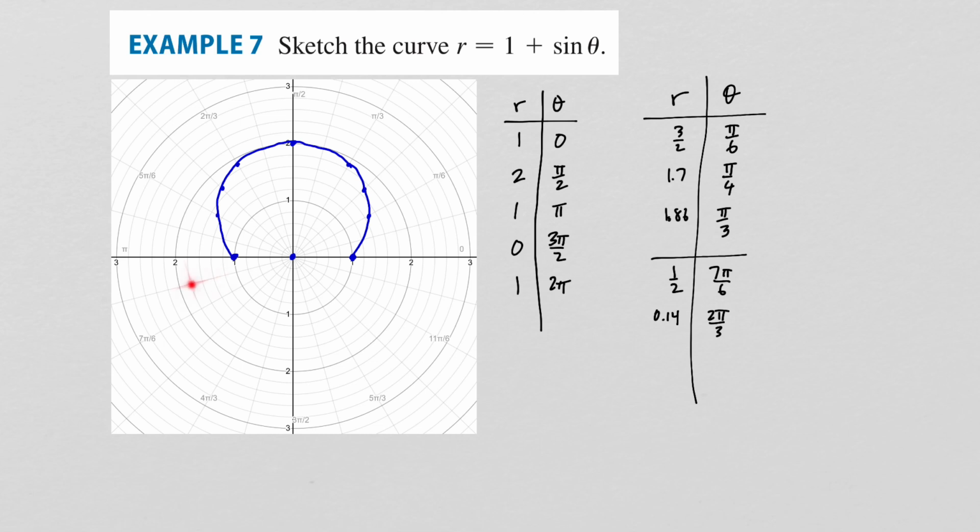If you plug in some angles down here in the third quadrant, so for example, 7 pi over 6, you will find that r is 1/2. So 7 pi over 6 gives us r equals 1/2. 1/2 is right about there. And then at 4 pi over 3, we have 0.14, which barely registers. So what's happening is when you come around here, it's going into the middle. And if you continue that on the other side, you get a mirror image over here. And this shape is called a cardioid. And the reason it's called a cardioid is it kind of looks like a heart.